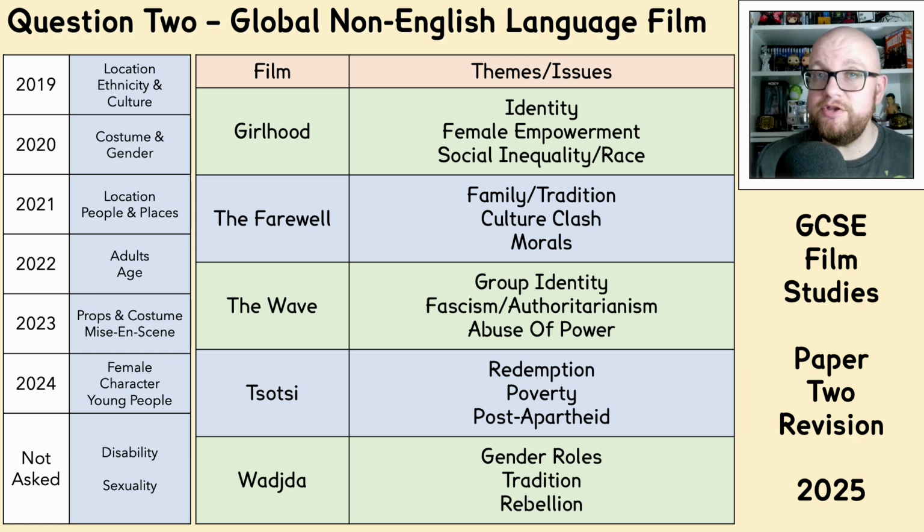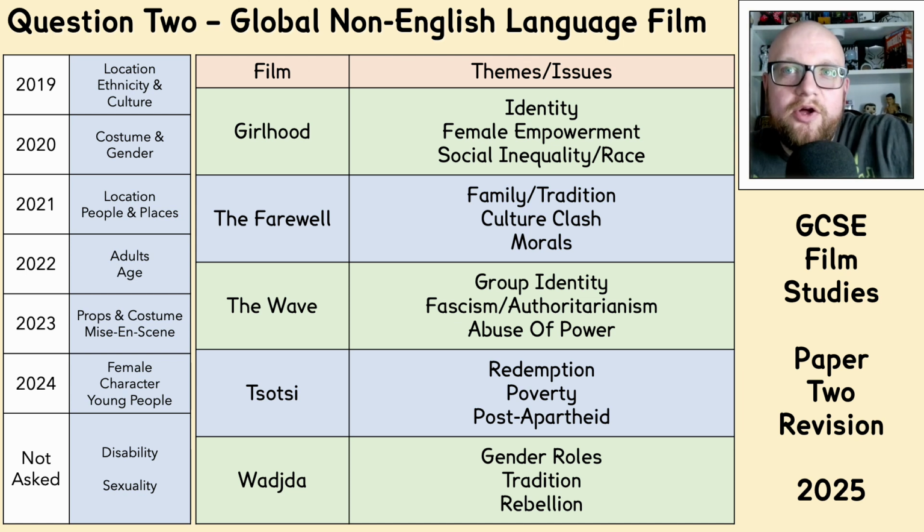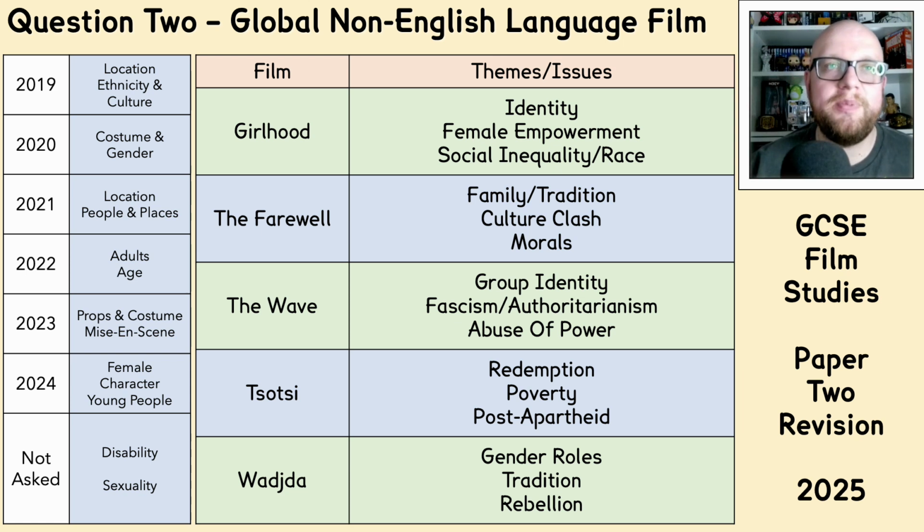In The Farewell, family and tradition, a culture clash, and morals. In The Wave, group identity, so the idea that they feel part of one key group. Fascism or authoritarianism. I'm telling you a word, and I can't even say it. Authority. It's on the screen. You can read it. Authoritarianism. There you go. Winner. Right. An abuse of power. So ultimately, Wenger's abuse of power, there's arguments about whether or not he actually knows what he's doing or whether he's purposely trying to abuse his power. But ultimately, it is an abuse of power in what he ends up doing. The group identity of the uniform and them all coming together for the same cause and all that kind of stuff.